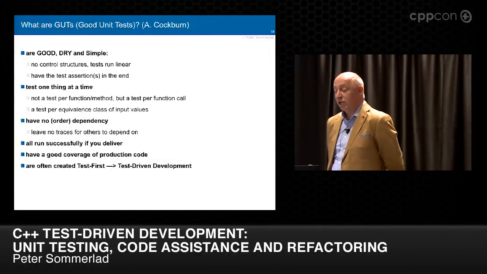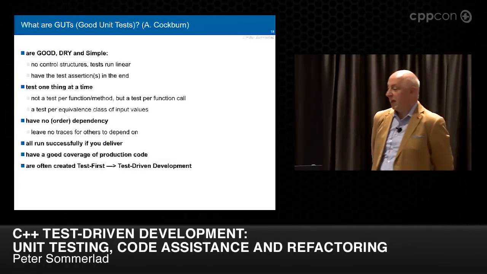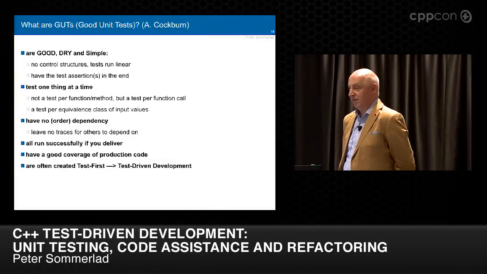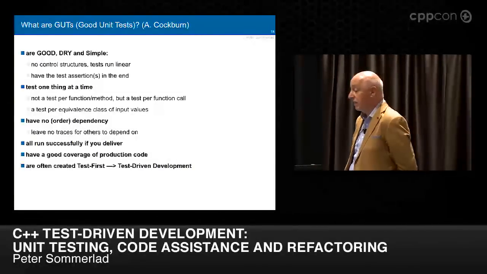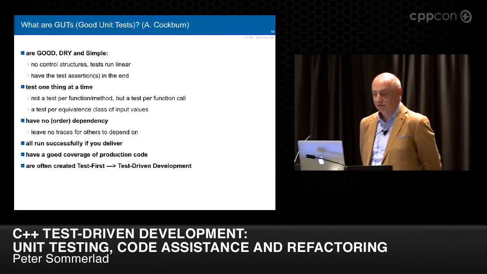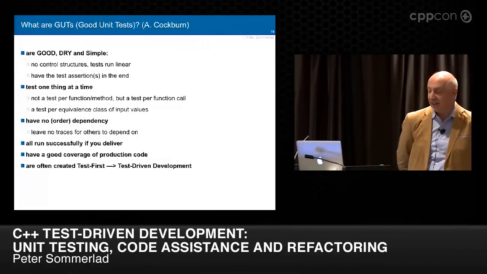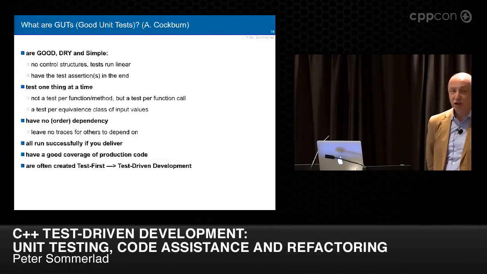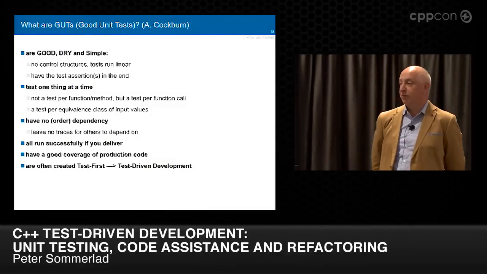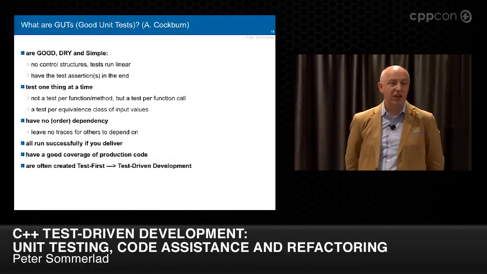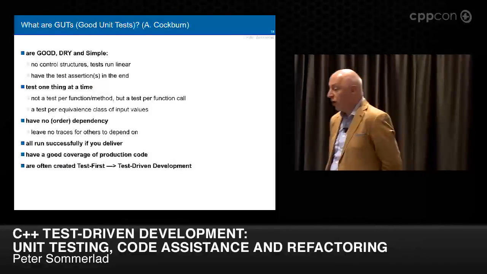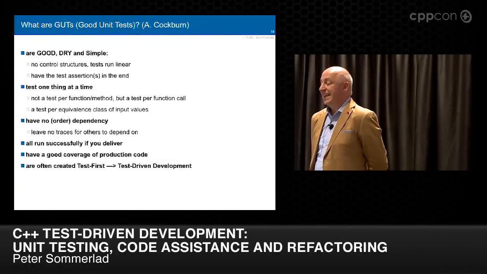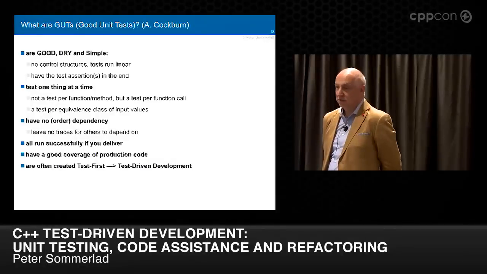Good unit tests or good test cases don't have any branches in them. They run linear. McCabe complexity is 1. They have the assertions in the end. They test one thing at a time. You don't write unit tests, one unit test per function, or one unit test per class. No. You write one unit test per fact you want to test. And that can be plenty for a single function.